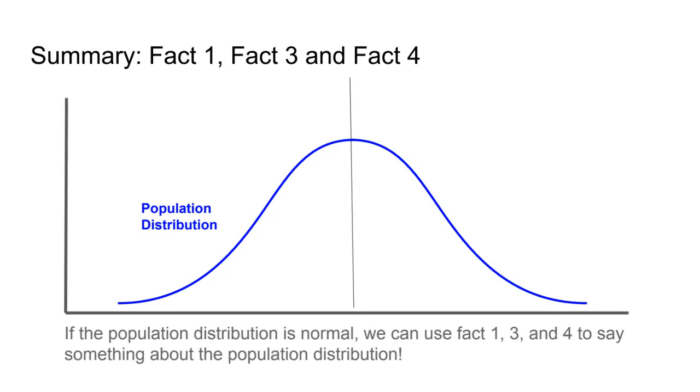Okay, so these three facts sound very abstract, and I would also like to illustrate them with some pictures. So assume you know what the population distribution looks like. The population distribution is this blue line here. And assume that we know that this population distribution is normal, which is the case, or at least approximately the case, for a large number of interesting variables in a population. Then we can make use of these three facts to say something about the sampling distribution.